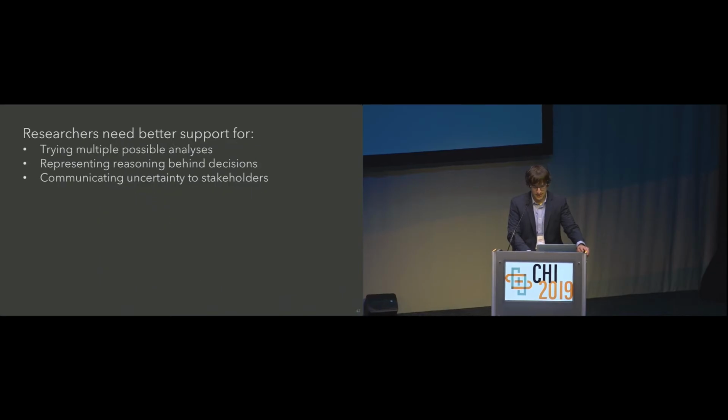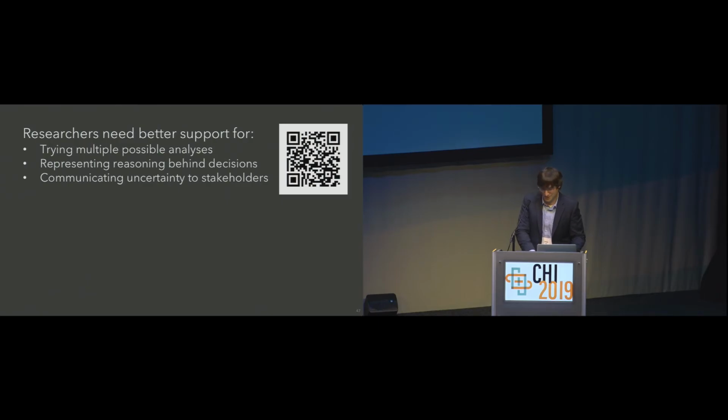So to summarize, we found that researchers conducting research synthesis need interactive systems which support them in trying multiple analyses, representing the reasoning behind their decisions, and communicating uncertainty and analytical results. In the paper, we present a more extensive set of opportunities to address these design challenges, as well as a thorough exposition of results. And you can check it out by taking a picture of this QR code.